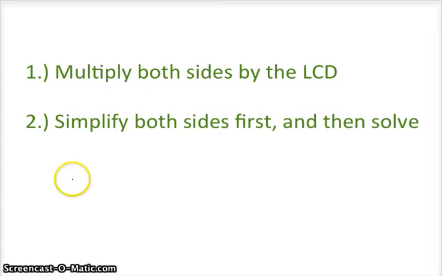So, the two things to remember when solving rational equations is number one, you can either multiply both sides by the lowest common denominator to eliminate the fraction, or you can do another method where you simplify both sides of the equation first and then you solve the problem. And when you simplify both sides, you're left with one fraction on one side and a number or like a fraction on the other side, and then you can cross multiply to solve it.